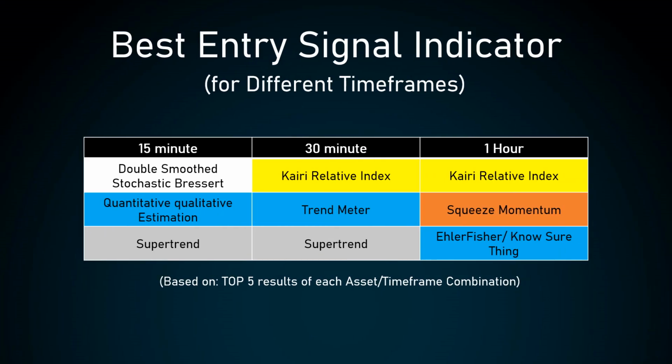According to this ranking system, on the 15-minute time frame, the double smoothie stochastic bracelet performed the best. On the 30-minute and on the 1-hour chart, the Kyrie relative index was the winner. Finally, let's see some bonus stats.